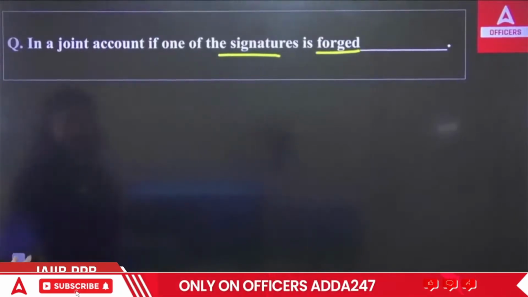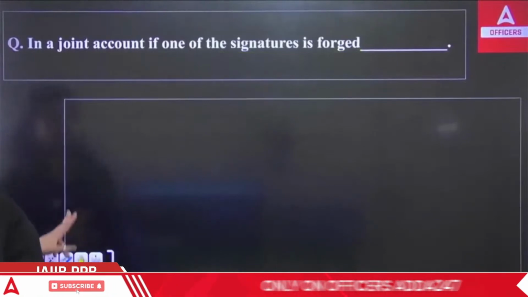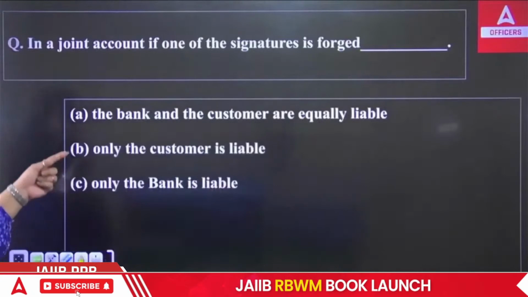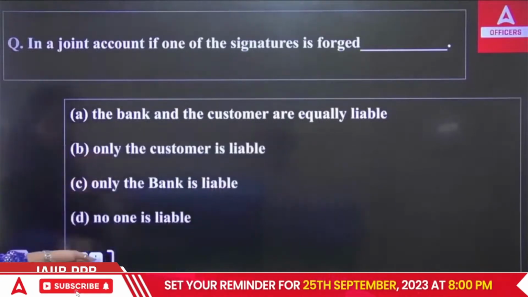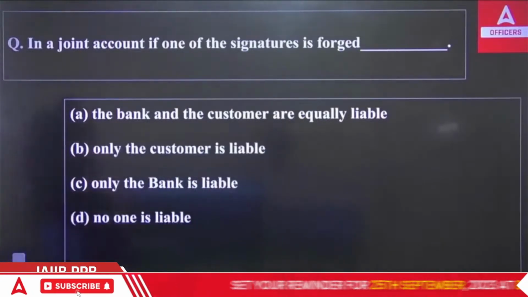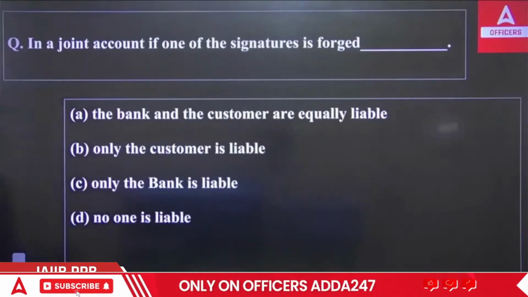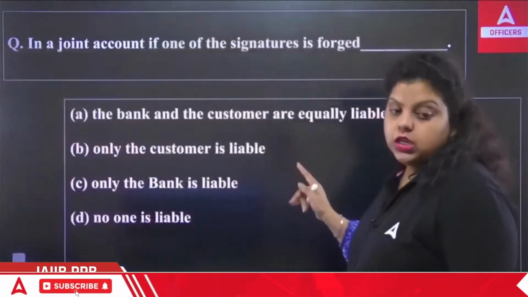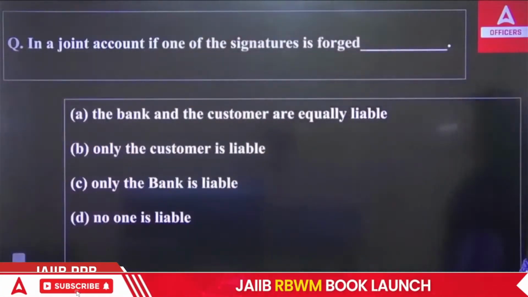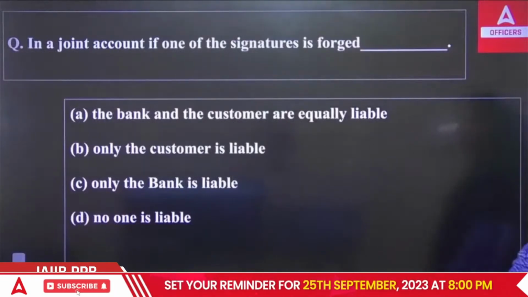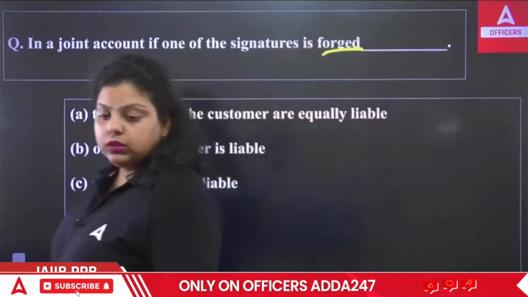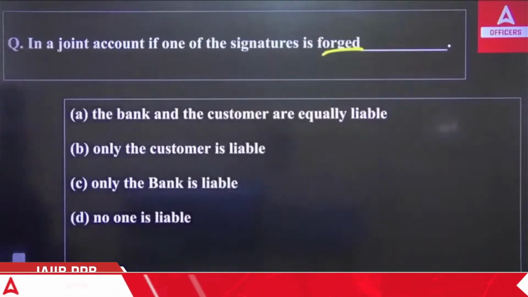In that situation, what happens? First, the bank and the customer are equally liable. Second, only the customer is liable. Third, only the bank is liable. Fourth, no one is liable. So what do you think in a joint account if one of the signatures is forged? In that situation, it will be the liability of whom? The signature is forged, so it will be the liability of what? The customer, or both, or only the bank, or no one is liable?